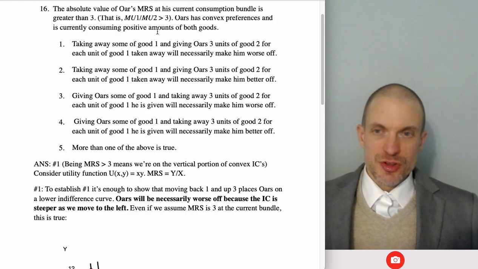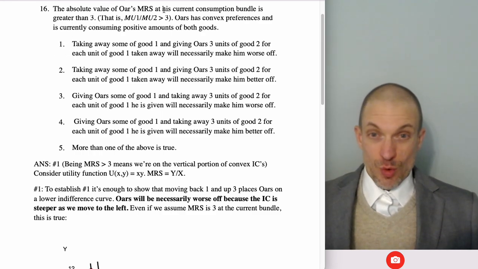So I'm going to do this with a slightly different problem. Here, D is equivalent to 1 on this sheet. So this is for a consumer whose marginal rate of substitution at the current consumption is greater than 3.